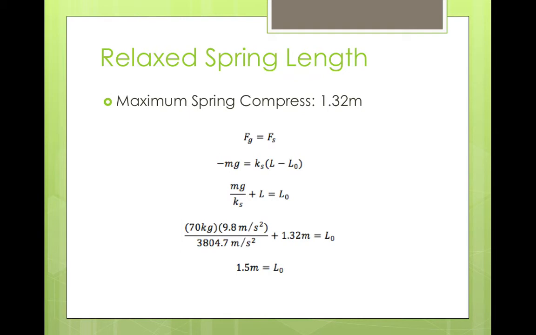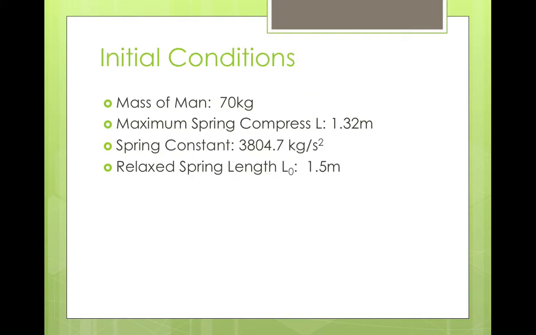When finding the relaxed spring length, the force of gravity was set equal to the force of the spring, and using the values given, the relaxed spring length was calculated to be 1.5 meters. So now we have all our initial conditions set, so we can move on to VPython.